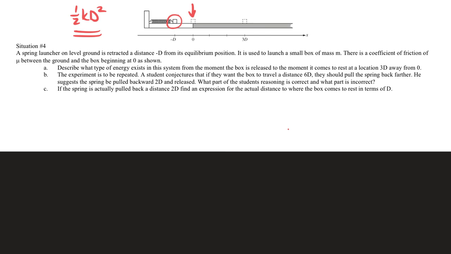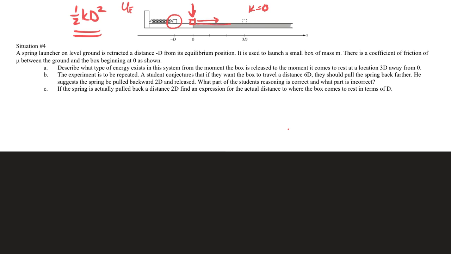Describe what type of energy exists in this system from the moment the box is released to the moment it comes to rest at a location 3D away from 0. That's easy. It's got elastic potential energy when it's pulled back against the spring. When it's released, it transfers that energy into kinetic when it's right here. But that kinetic energy will eventually be drained away, and it will have no energy at all when it comes to rest. That energy was turned into thermal energy or something.